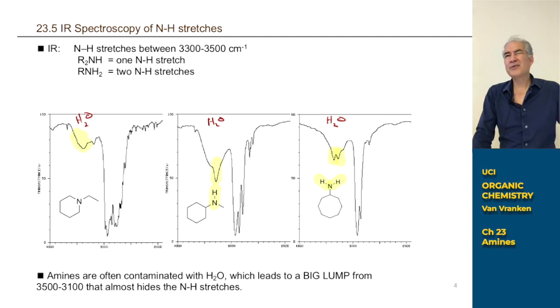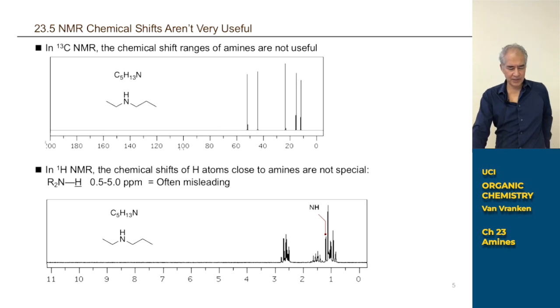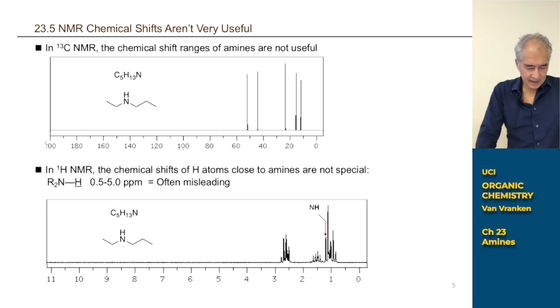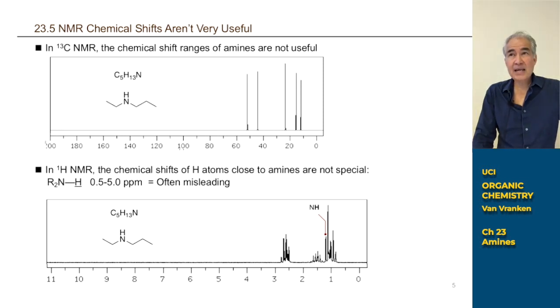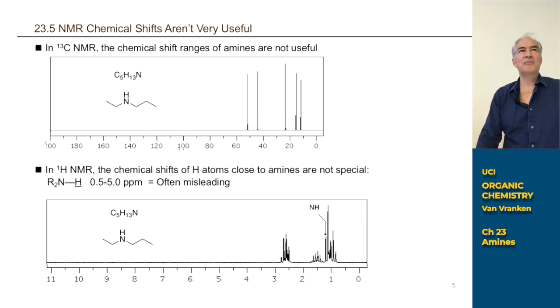Okay, let's talk about the other types of spectroscopy that we more typically rely on when we try to assign structures. So, I often give you carbon-13 and proton NMR data, and unfortunately, these are not in any way useful for deducing the structure of an amine. You can't tell something is an amine by looking at the carbon NMR. You can't tell something is an amine by looking at the proton NMR. You just see the same kinds of peaks you would see if there was no nitrogen in there.